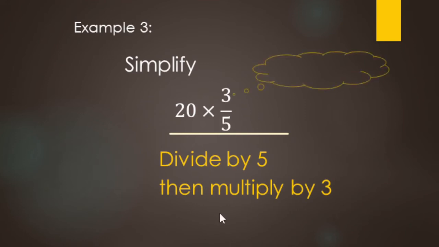So here we go. We're going to go 20 divided by 5, and that's going to make a 4. We're doing this in our brain, and then multiply by 3. So 20 divided by 5 makes 4, and then multiply by 3, and that's going to make 12. 4 times 3, 12.